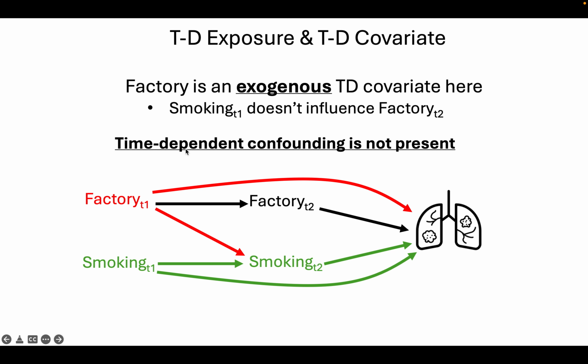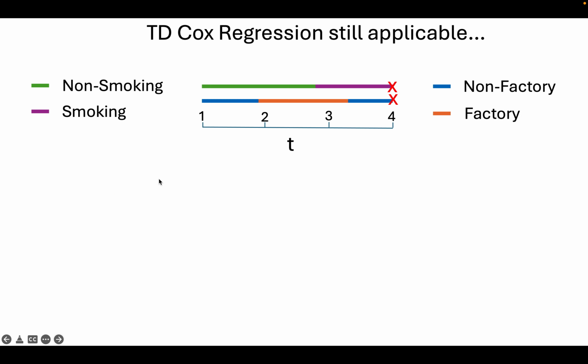So time-dependent confounding is not present here because it's depending on the time. It's a confounder or a mediator. It's never both, and I'll get to a situation where it is both. And time-dependent Cox regression is still applicable here, which makes it a lot easier.